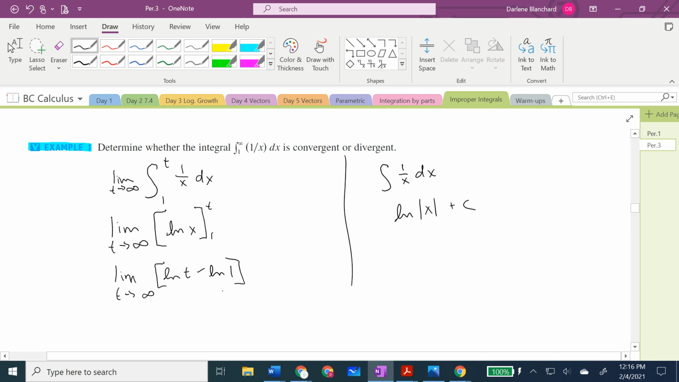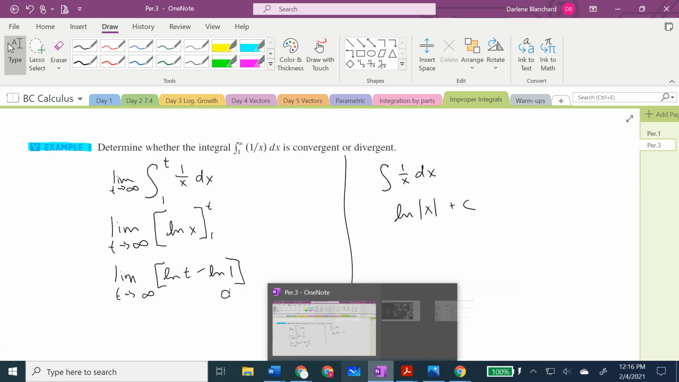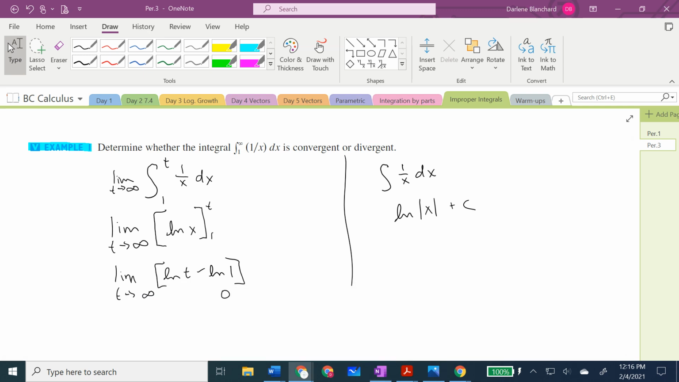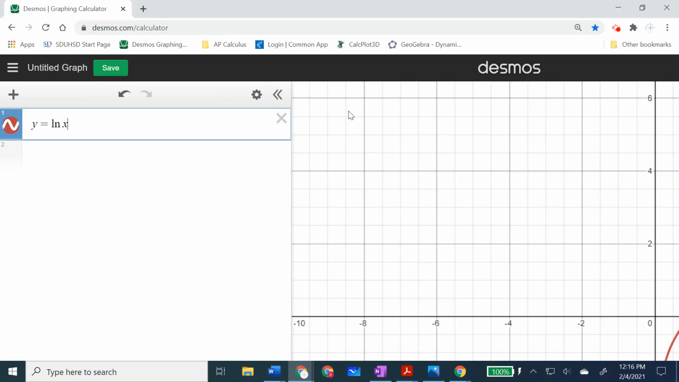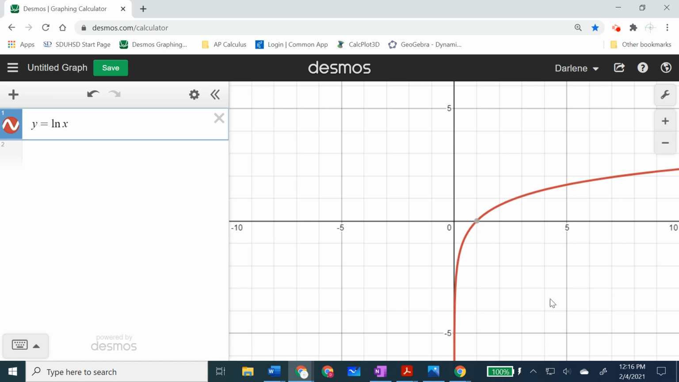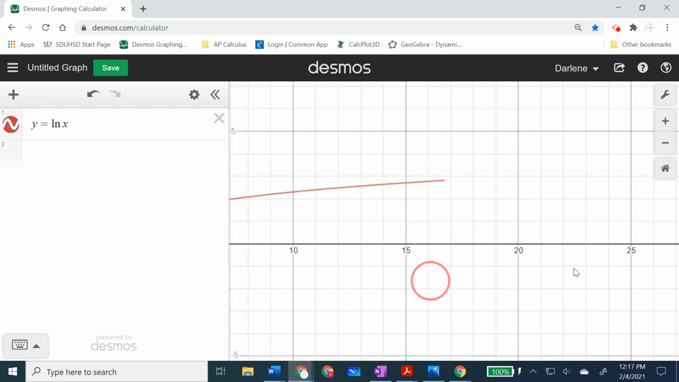Now I know the natural log of 1 is 0, but what is the natural log of t as t approaches infinity? And I'm going to grab a Desmos graph just to remind you. Bringing Desmos over. So here's our logarithm.